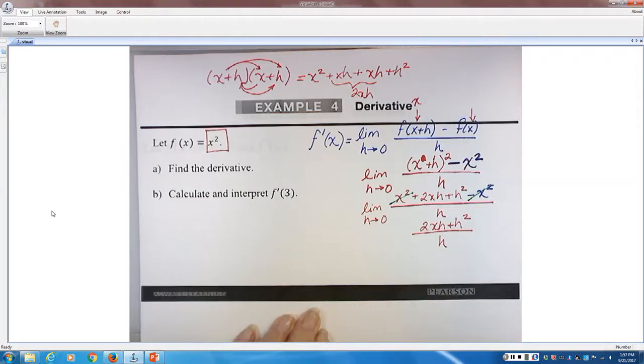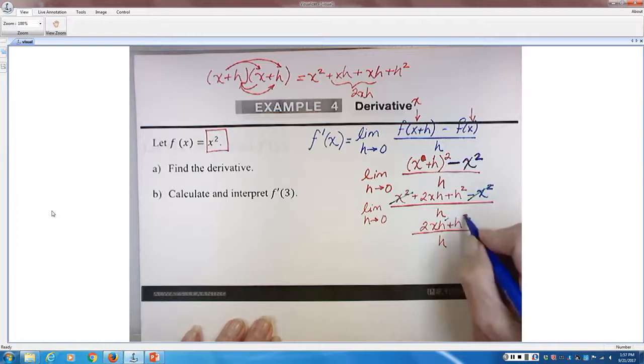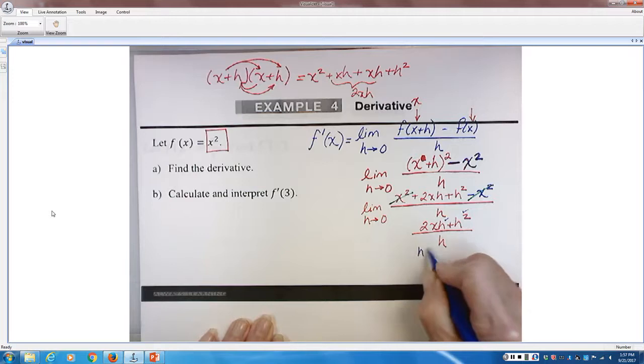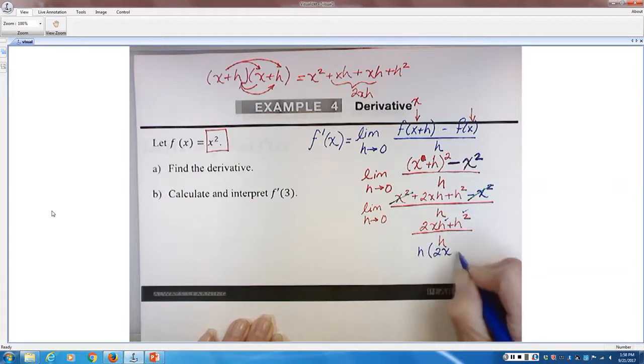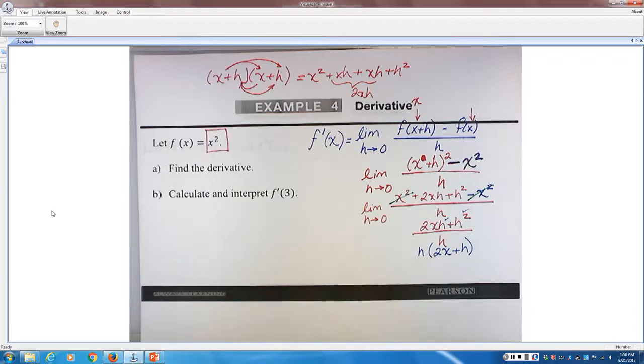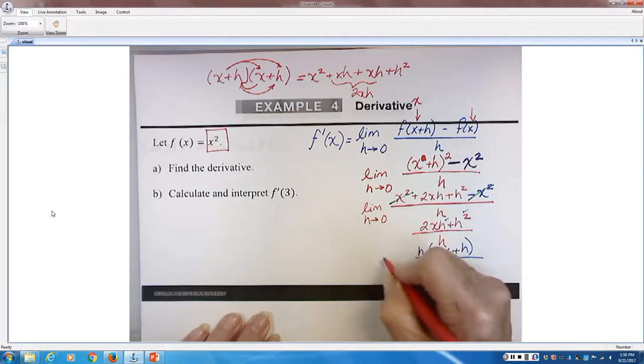over h. And since you notice here that you got an h and an h squared, you factor out that h that's in both of those terms. So h times 2x is 2xh, and h times h is h squared. It's still all over h. And we're still taking the limit.